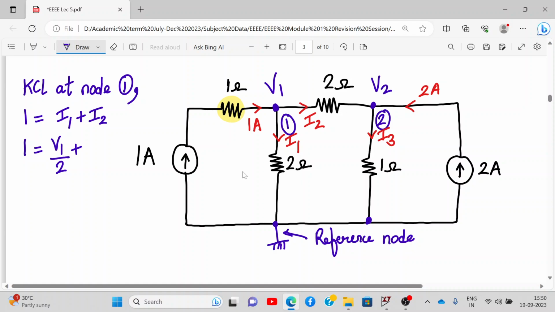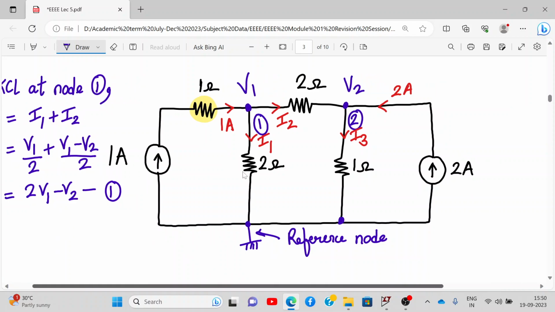I2 is originating from here and it's going towards V2, so V1 minus V2 upon 2. That's how we write I2 in terms of voltages divided by the resistance. All right, so we'll cross multiply and we get the following: 2 is equal to 2 times V1 minus V2. Let's call this equation number 1. So 2V1 minus V2 is equal to 2. That is our equation number 1.